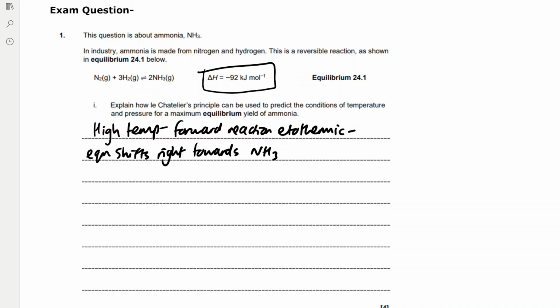And then for pressure, you'll notice we have 2 gaseous moles of ammonia on the right, and we have 4 gaseous moles of nitrogen and hydrogen on the left. So to shift the equilibrium to the right, we're going to want to increase the pressure, because if we increase the pressure, the equilibrium will shift to the right to counteract the change and decrease the pressure.